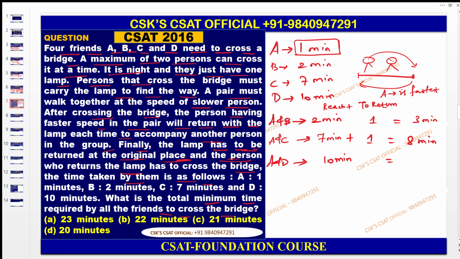Okay. Now try to understand this one. Here A has to come back to the starting point because the lamp has to reach the original place. So here it takes 11 minutes. After the lamp reaches the original place, then the person returns, and the lamp has to cross the bridge. So A alone has to cross the bridge here. A is fast, so it takes only 1 minute to reach there. Add it up: 12, 20, 23 minutes. The answer here is option A.